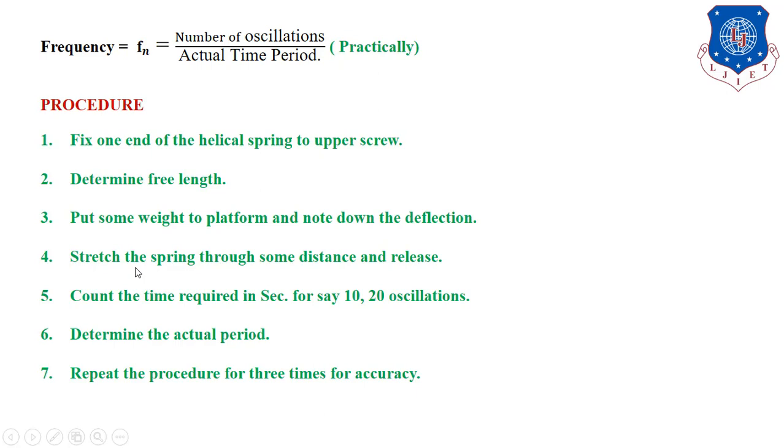Now, to vibrate the system, we have to give a small x displacement, and then we have to measure the time for 10 oscillations, 20 oscillations, or whatever we want. So here we consider 10 oscillations, and for 10 oscillations we have to measure the time by using a stopwatch. This time is nothing but the actual period. But for the accuracy of our result, we have to repeat our process 3 times. So this is the procedure for vibrations of a spring mass system.